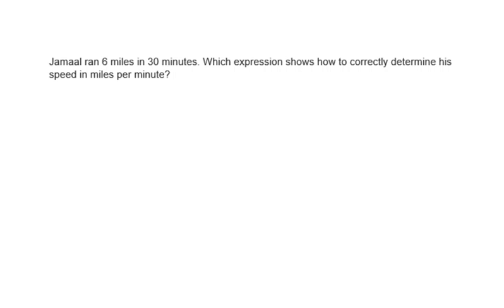We want to talk about understanding speed and how to take a rate and convert it into a speed. So in this problem, we have Jamal ran 6 miles in 30 minutes. Which expression shows how to correctly determine his speed in miles per hour? The question is very revealing in how you should set up your division problem. We want that's miles per minute, 6 miles in 30 minutes. What is his speed in miles per 1 minute?